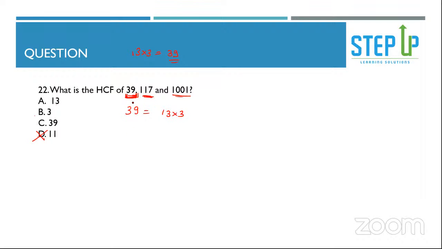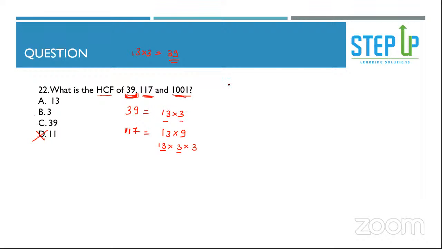117 is also a multiple of what? Is it a multiple of 13? 117 could be written as 13 into 9, which is 117. And this can be further written as 13 into 3 into 3. We need to look for the highest common factor. So as of now, it is 13, 3, 13, 3.